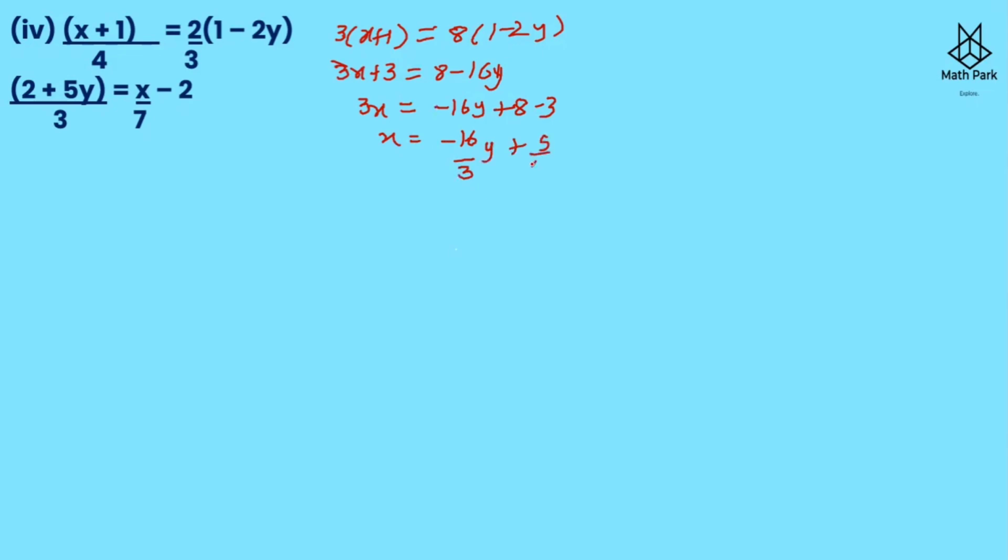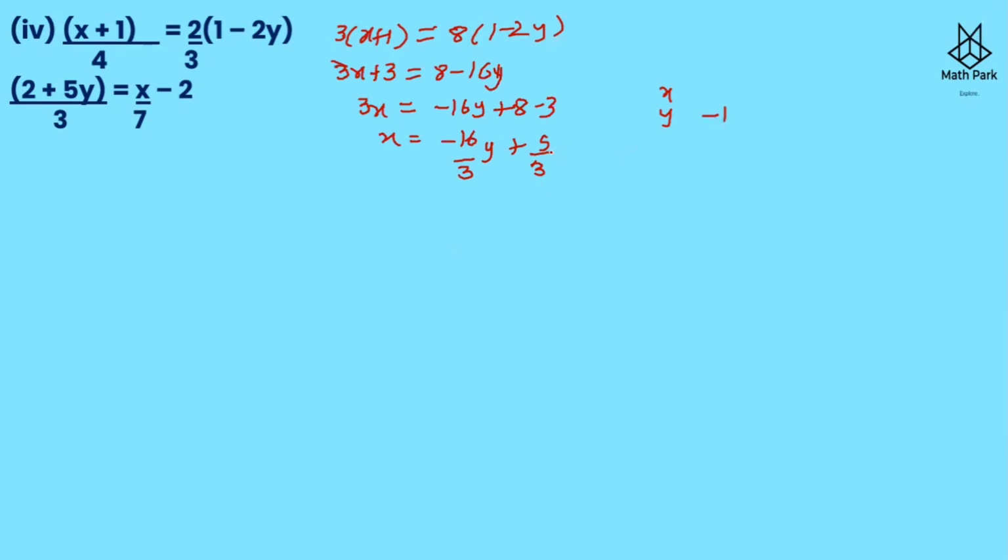Now you need to create the table for the values of x and y. So you need to look for the values of y in such a way that the number in the numerator should be divisible by 3, because the LCM of this is going to be 3 there. So choosing the value of y in such a way so that we get the numerator as a multiple of 3. Let us take y is equal to minus 1. So if you take y is equal to minus 1, into minus 16 is 16.